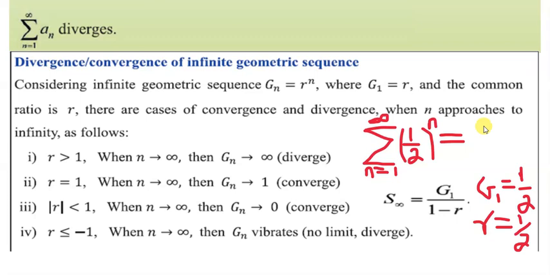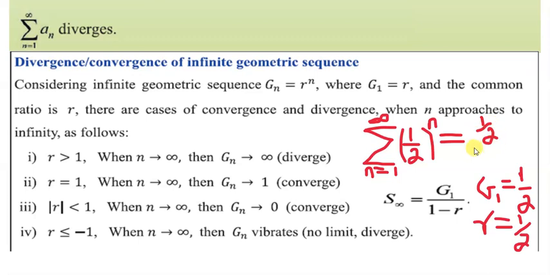Now how can we find this sum? Is it convergent or divergent? Let us check. As n goes to infinity, 1 over 2 to the power of n goes to 0, and therefore Gn goes to 0. In that case, this series converges to a certain number. Now what does that mean? S of infinity converges to G1 over 1 minus r. We will deal with this later in the question part.